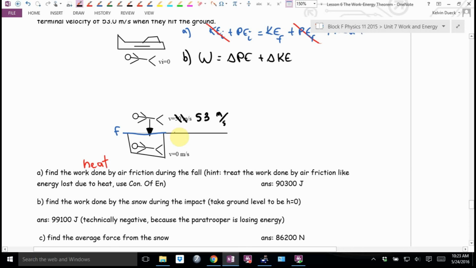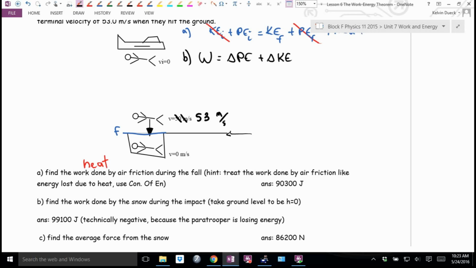And so here's your hint, take the ground level to be h equals 0. That's how much energy he hits the ground with. Where does that energy go? I think it's absorbed by the snow. So I would calculate how much energy he has, how much energy he hits the ground with. Okay, I think that'll get you there.